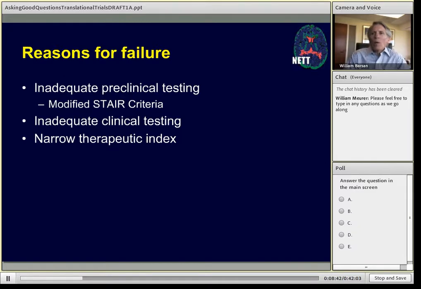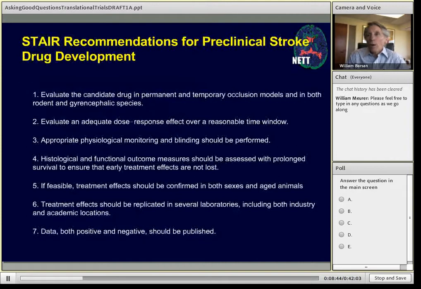A lot of people in the past have pointed to inadequate preclinical testing. There are the STAIR criteria, which were criteria for preclinical testing for stroke, developed in an academic-industry roundtable. And I'll talk a little bit about the STAIR criteria. We've also had problems with inadequate clinical testing. And then some drugs might have a narrow therapeutic index, so you really can't get the dose that you need to be active because of toxicity.